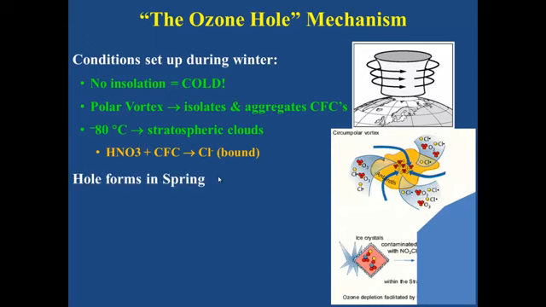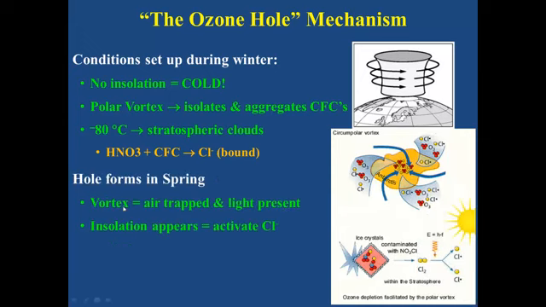Then the hole forms in the spring. Now, why does this happen? Well, we still have the vortex, so that means we still keep the air trapped in there, this sort of cage match where we combine CFCs and ozone.